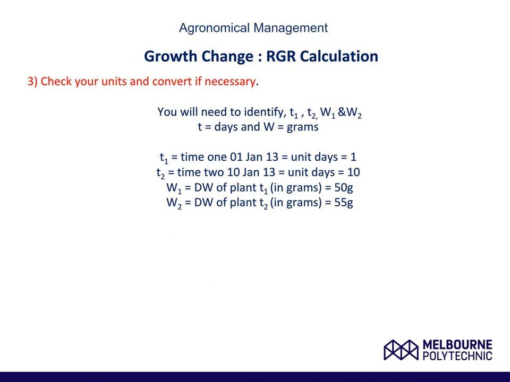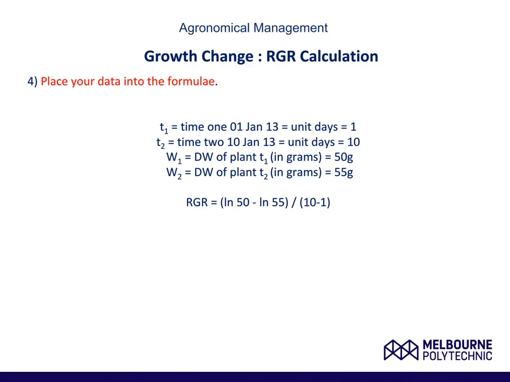For reference, I have added a step in: check your units and convert if necessary. As I stated before, we did not have to do that for this example, but it is worth doing when setting up your methodology. Now that you've checked your units, and put your data against the correct component of the formula, you can place the formula together in order to calculate the relative growth rate. ln stands for log, so the formula is ln 50 minus ln 55 divided by day 10 minus day 1.